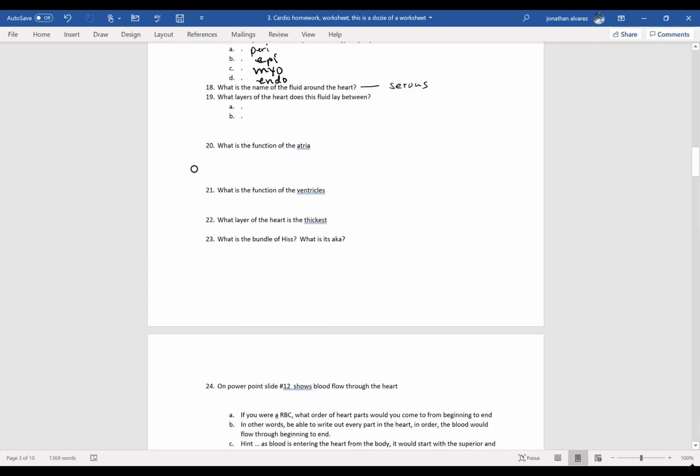Okay, the atria, their function is to receive blood. Function of the ventricles is to eject blood. The myocardium is the thickest layer of the heart.